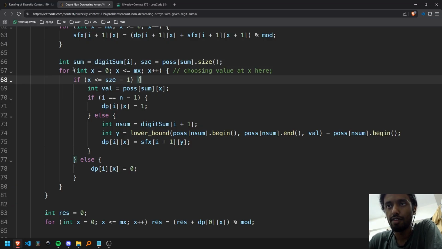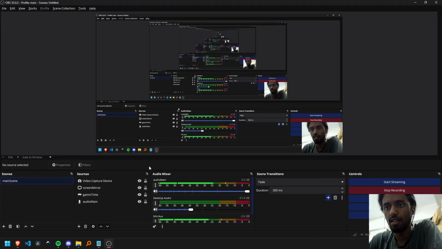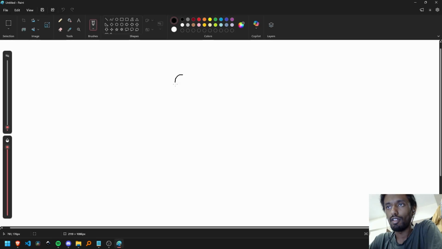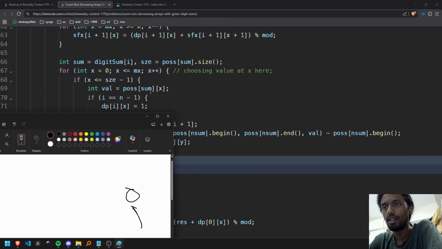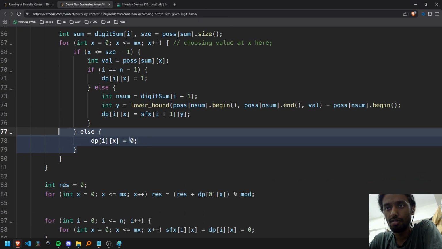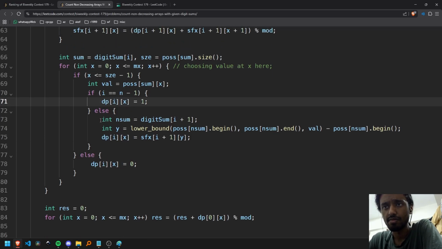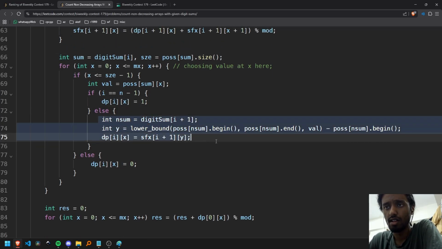Now what I'm doing is, for every value, if x is obviously greater than the size, let's say for some number 0, only 0 is the possible sum, right? So for x equal to 0 this is defined, but for x equal to 1 this is not defined. In those cases I'm just setting dp to be 0. Else, for defined cases, obviously for the base case dp would be 1, because only one array is possible. Else you can do this.